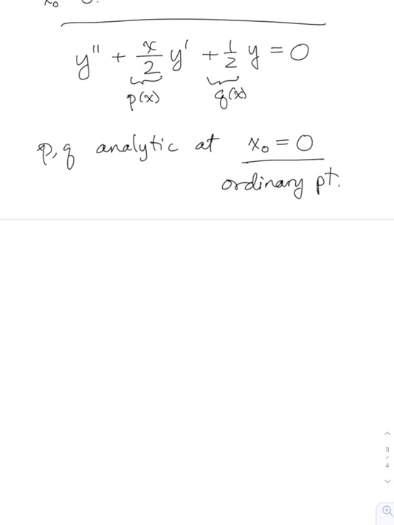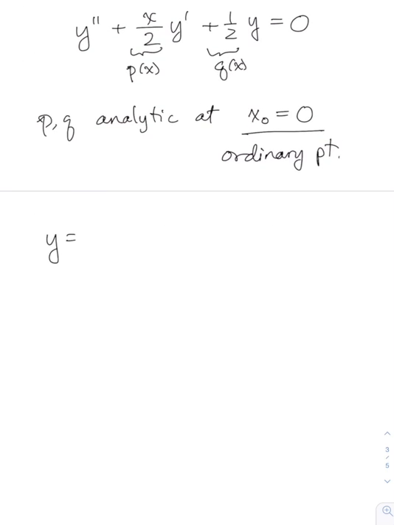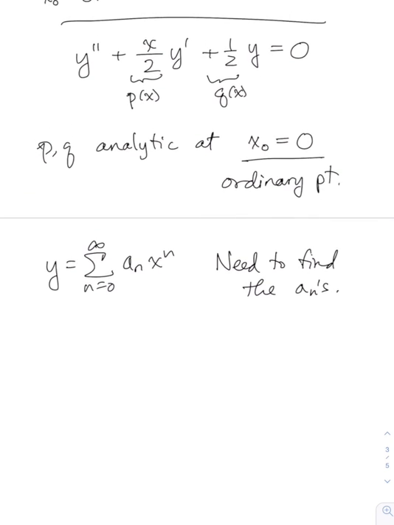Okay. So my solution, y, I know I can write it as a power series centered at 0. So if I do that, it's going to look like this. And in order to figure out what this solution looks like, I need to find those coefficients. So in order to find the coefficients, I'm going to differentiate y twice and then plug it into the differential equation and see what I get.